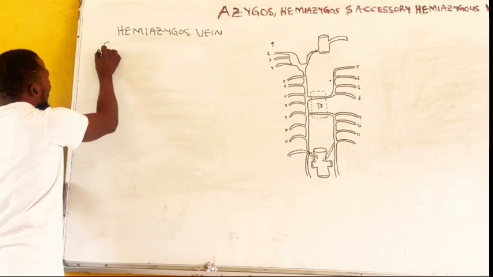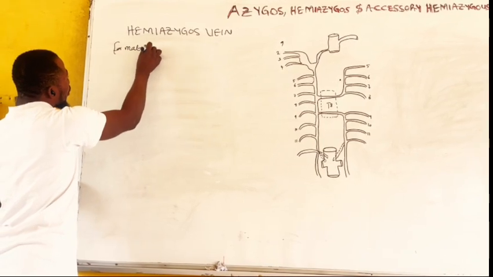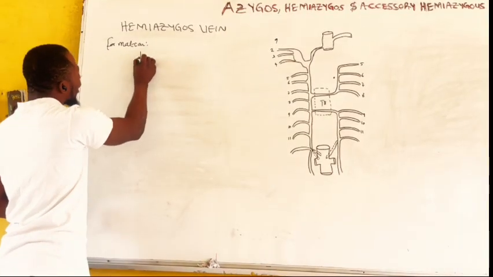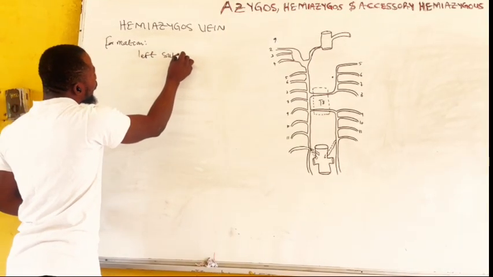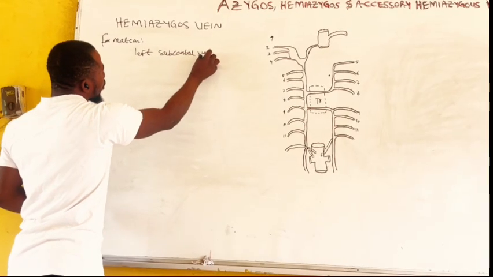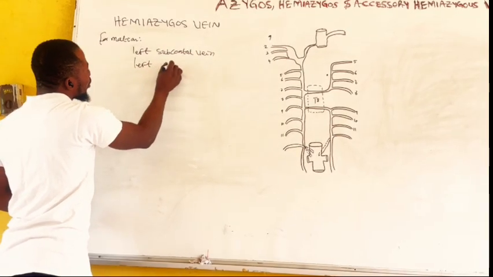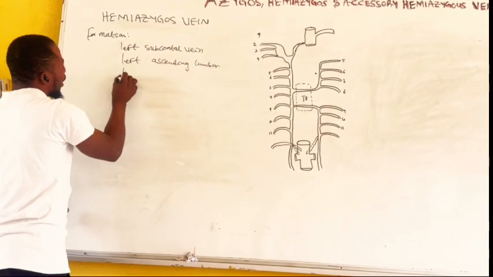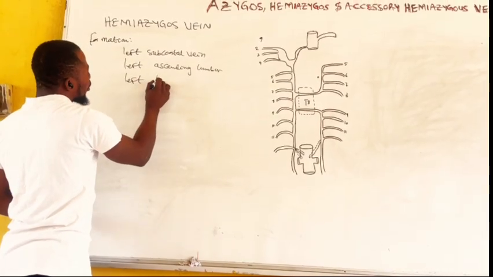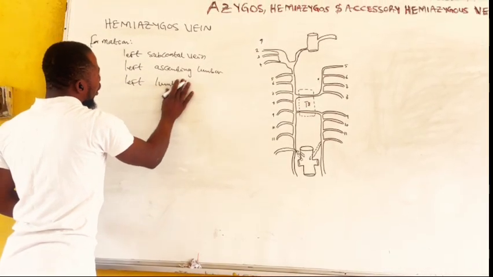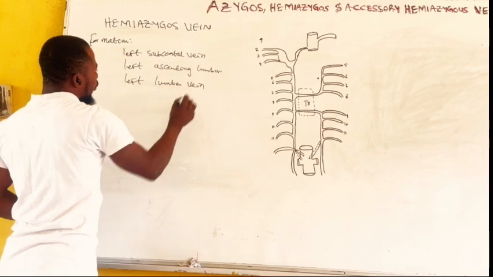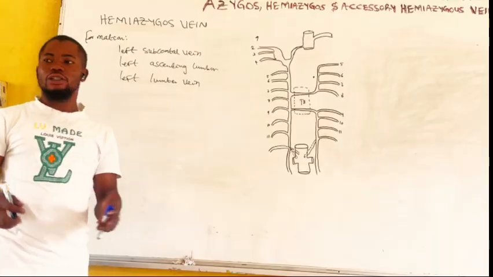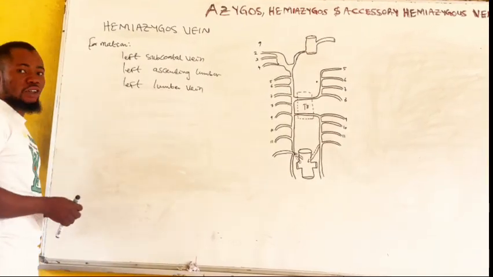The formation of hemiazygos vein. Hemiazygos vein is formed majorly by the union between left subcostal vein, left ascending lumbar, and left lumbar vein. Occasionally, it can also be formed as the continuation of the left renal vein. So this is about the formation of the hemiazygos vein.